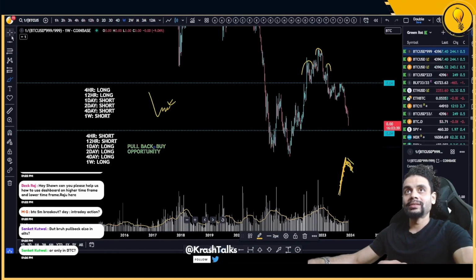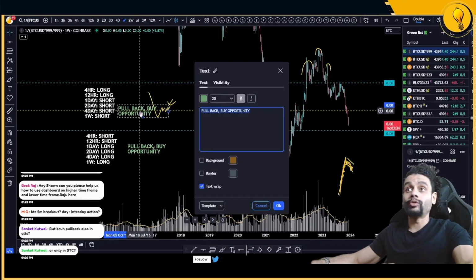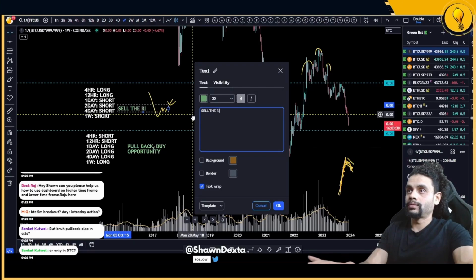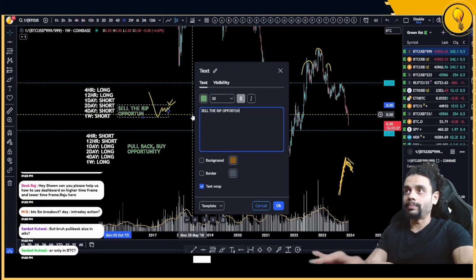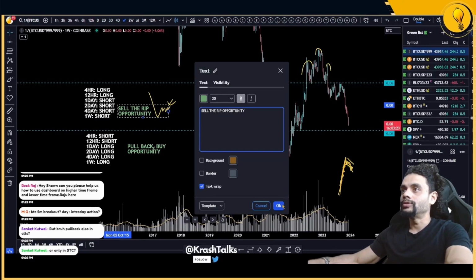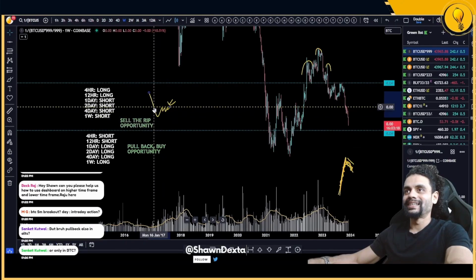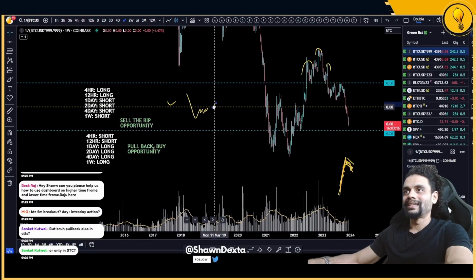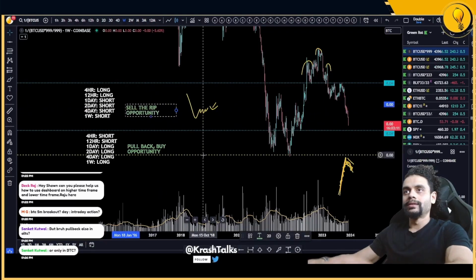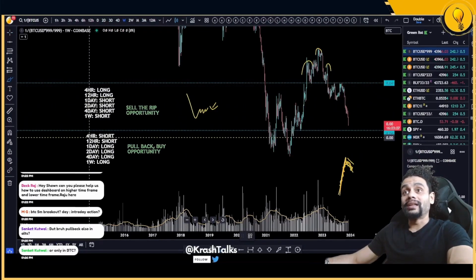So this is what I mean when I say pull back into the trend. It's always pulling back into the trend, or you could say sell the rip. So when do you sell the rips? In this kind of structure. Opportunity, okay? Again, simplifying, but now on top of this, what you want to look for are things like bullish divergence.